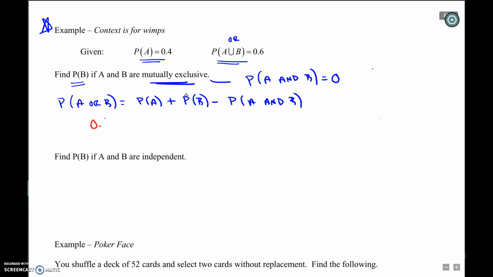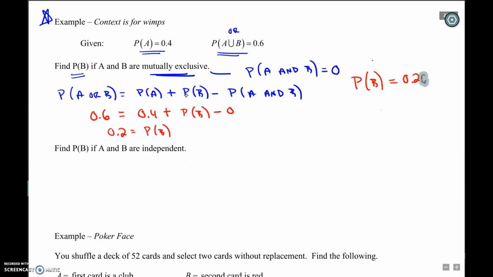Or, that's 0.6. A, 0.4. B, that's my unknown. And then the probability that A and B occur is 0. So basically, just subtract that 0.4 from both sides, and you get the probability of B.